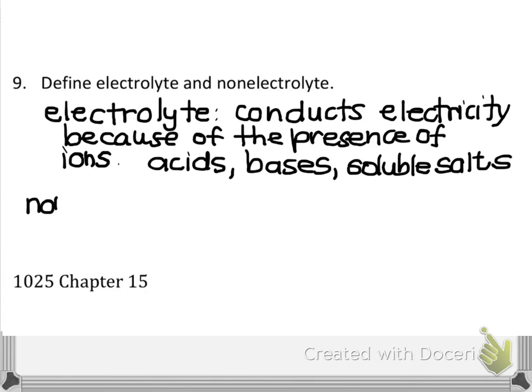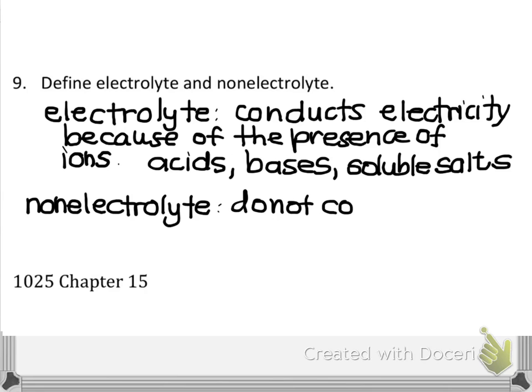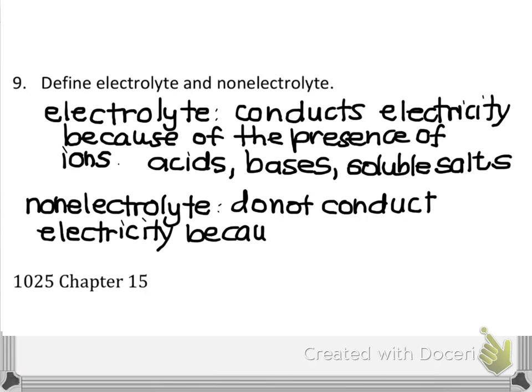Now, if you put the word non in front of the word electrolyte, if electrolytes conduct electricity, then these do not conduct electricity. And if electrolytes conduct electricity because they have ions, non-electrolytes do not conduct electricity because they do not have ions.